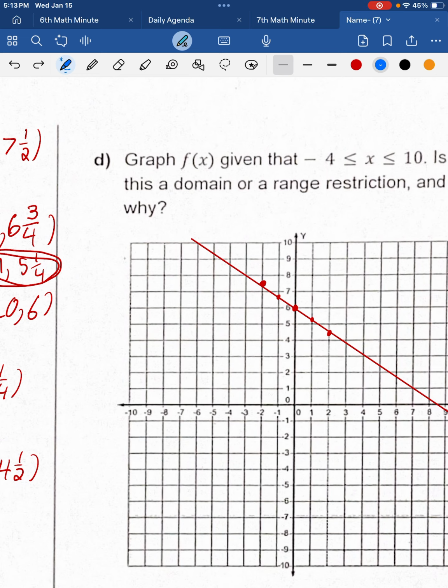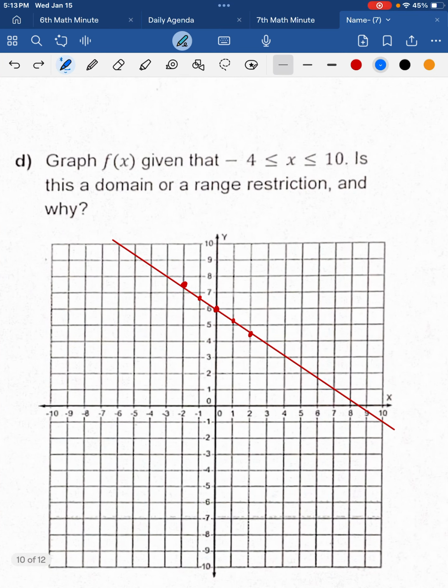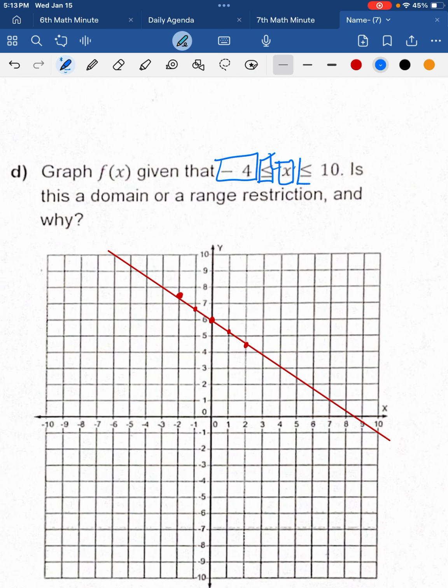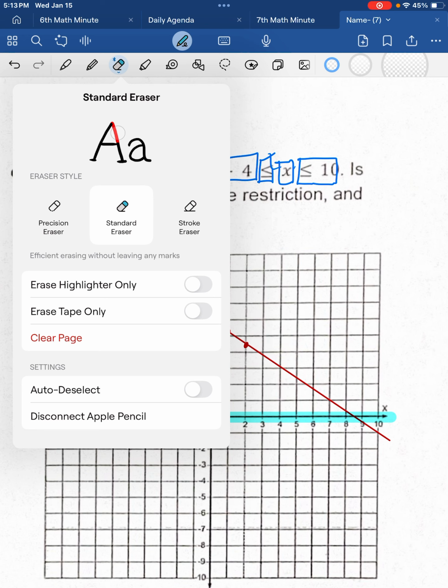All right, so is this a domain or a range restriction? So let's talk about this. This is saying my x has to be greater than -4, but then my x also has to be less than or equal to +10. So I'm going to erase the line with this. We know my x coordinates are on this line. Change my eraser type. I think that's right.